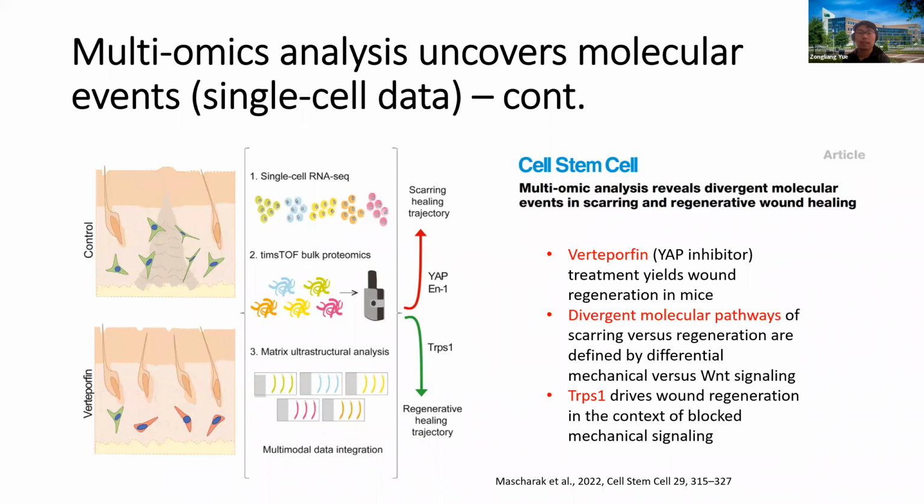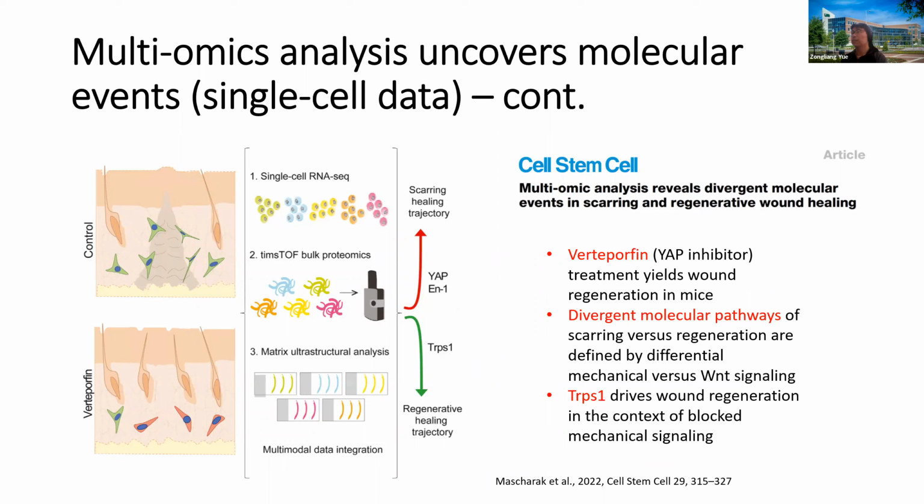But for complex cases, like human or mouse models, functional genomics can reveal more. There is another paper published early this year in the Cell Stem Cell journal. They used a multi-omics analysis to uncover molecular events here.